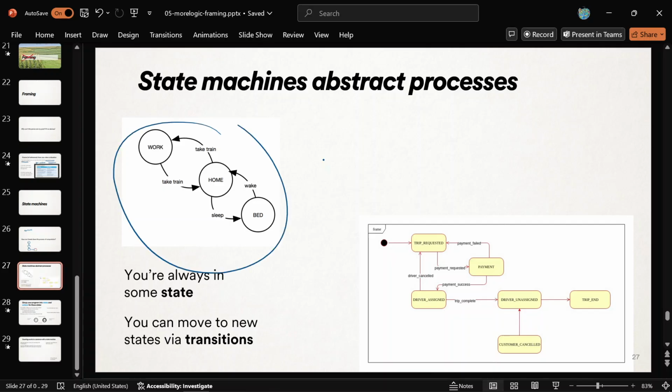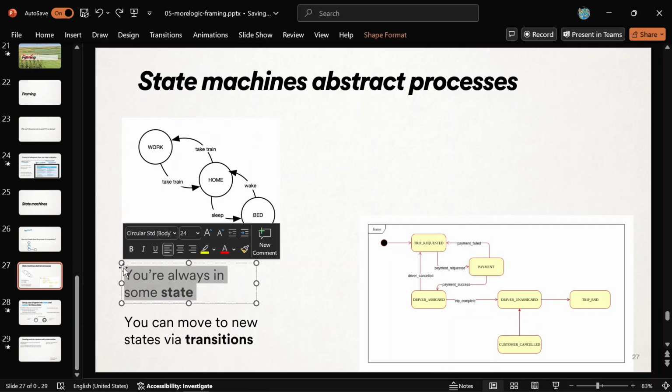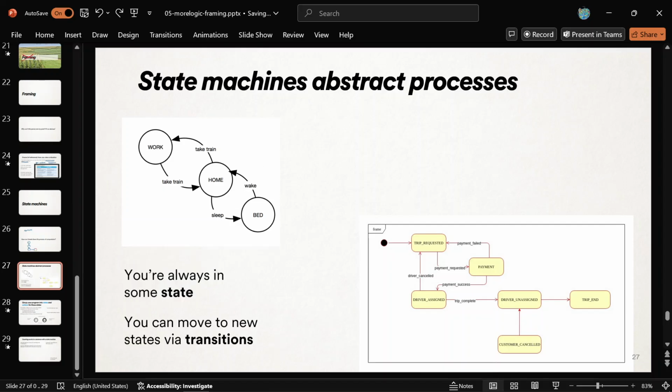So these are examples of state machines. These are circles, these are arrows. So I'll zoom in and talk about them. But the idea of a state machine is that your program is always in some state. You're modeling the world. The world's always in one state or another. And then you can move around between states via these transitions, these arrows that take you between circles, okay?